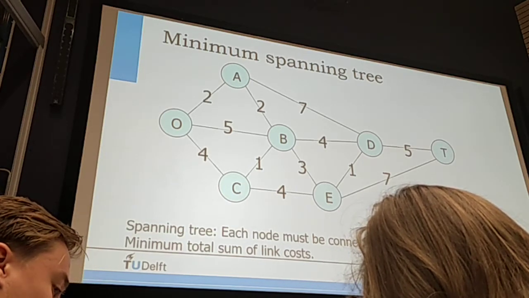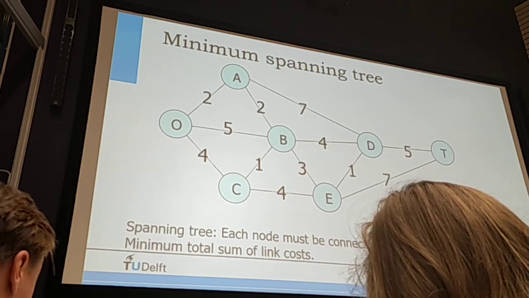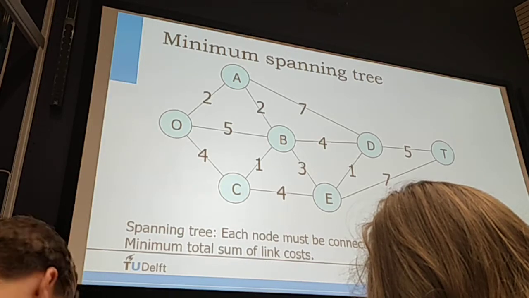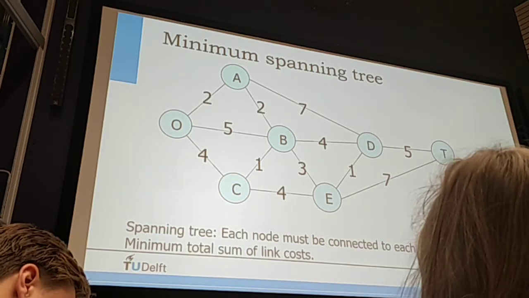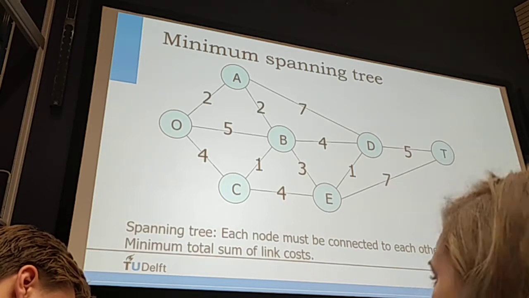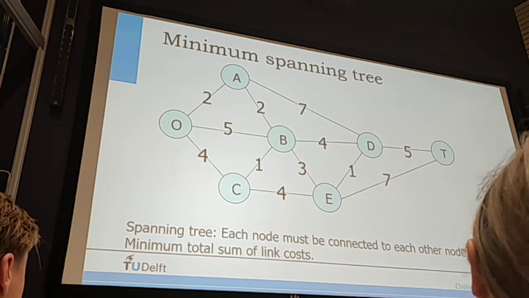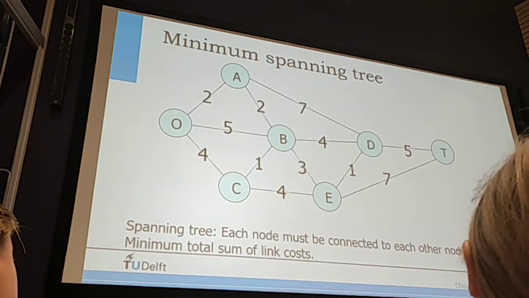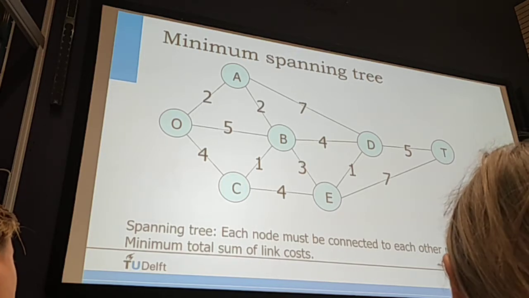Another typical network problem is the minimum spanning tree. The minimum spanning tree basically means that we want a network which connects each node to each other node through a number of links. So through a path. We want to make sure that each node is connected to each node through a path, and we want to minimize the total sum of the link cost or the link length.